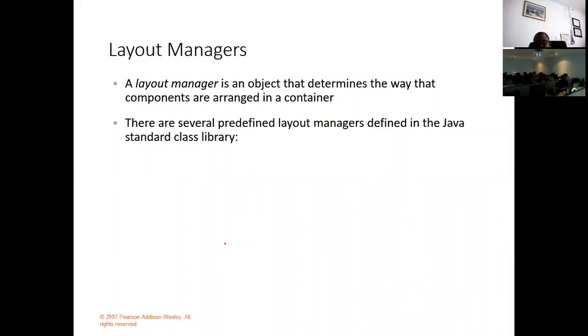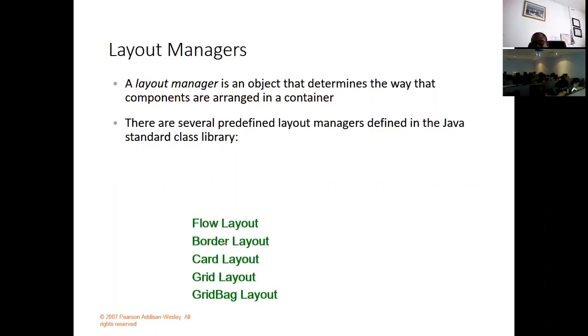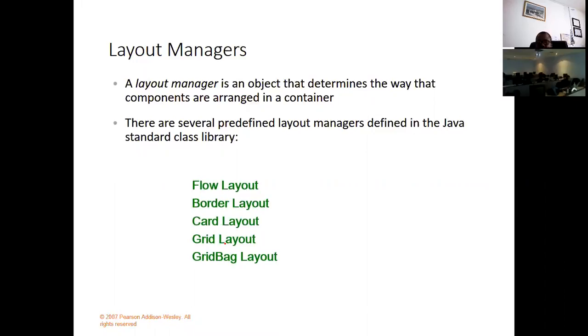Now, a layout manager is an object that determines the way the components are arranged on a container. And many of them are predefined. We have the flow layout, the border layout, the card layout, grid, and grid bag layout. Now, the flow layout is what is assumed if you don't specify a layout. Now, in our next lecture, lecture 11, we're going to talk a lot more about layout. So today is just a kind of introduction so you can begin to see how these work.